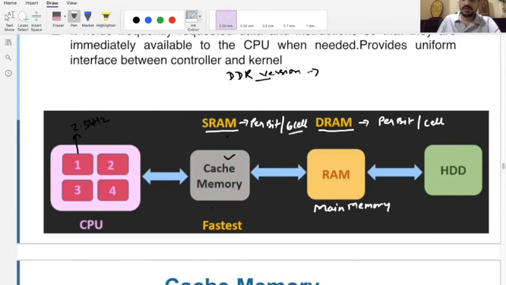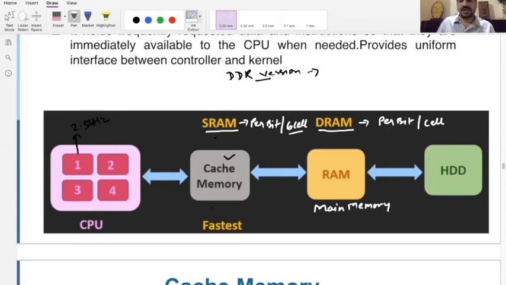To store 1 bit in SRAM, we require 6 cells, and one cell is, as I told you, made with one capacitor, or you can say a combination of flip-flops, where we store the data, the bit, in the form of voltage. Either it will be 0 volts or some voltage in that particular capacitor, which tells us whether it is a 1 bit or 0 bit. So that's why it is 6 times costlier than DRAM, first of all.